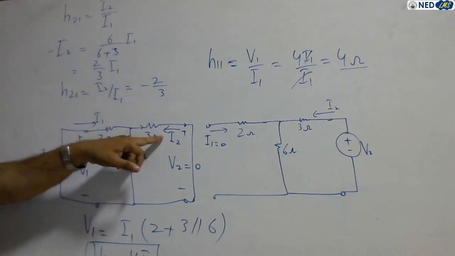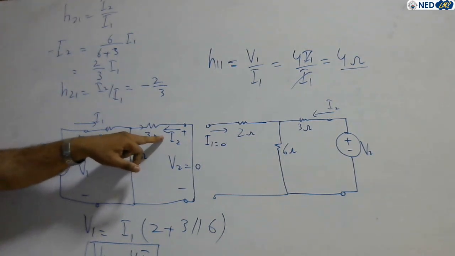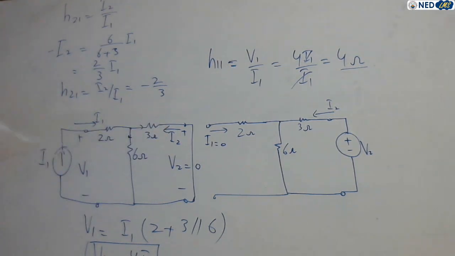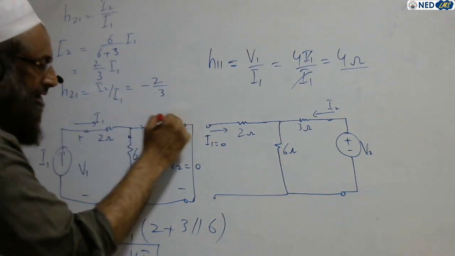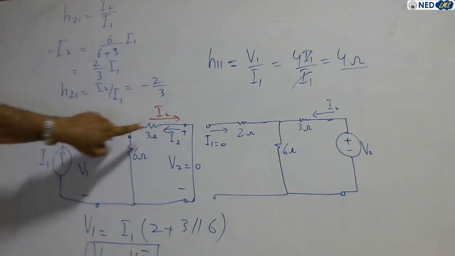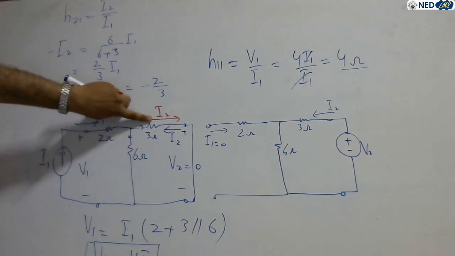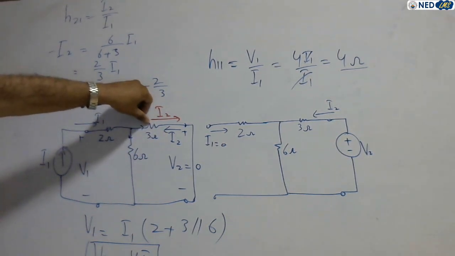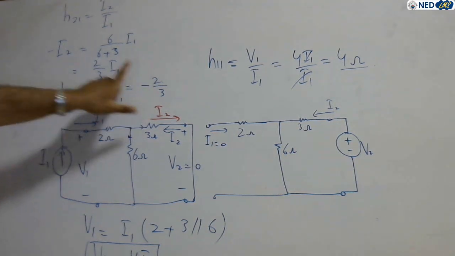So what is this current I2? See, actually the direction of current I2 is not like this, but the actual direction is different, because the source is connected over here. So the source gives the current, so the current I2 must flow in the opposite direction. So we designate it as minus I2. And how do we calculate this current? We apply the current division rule.